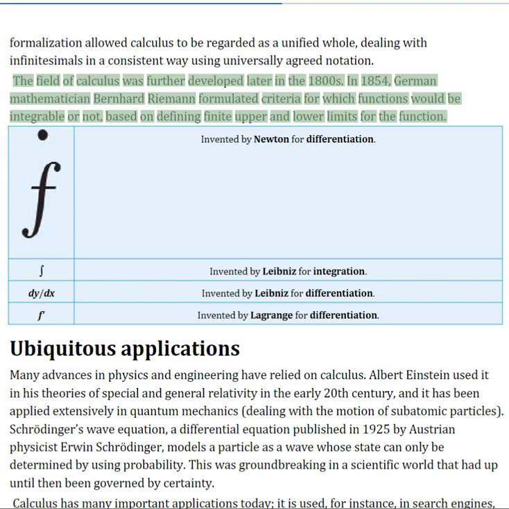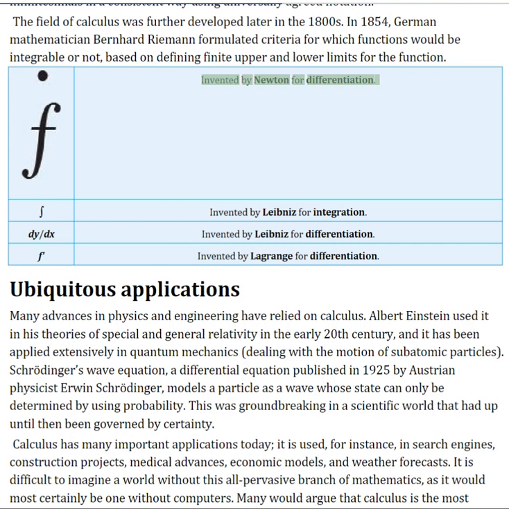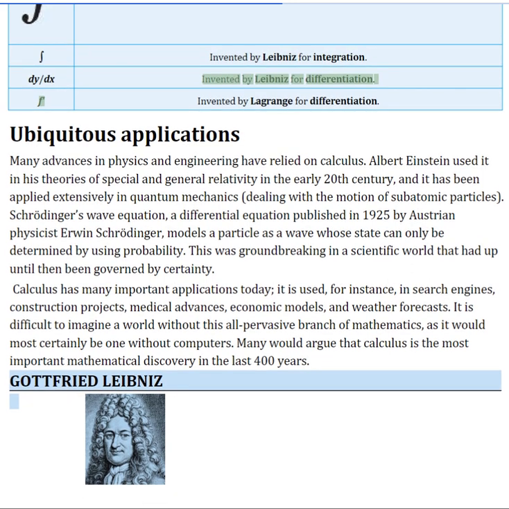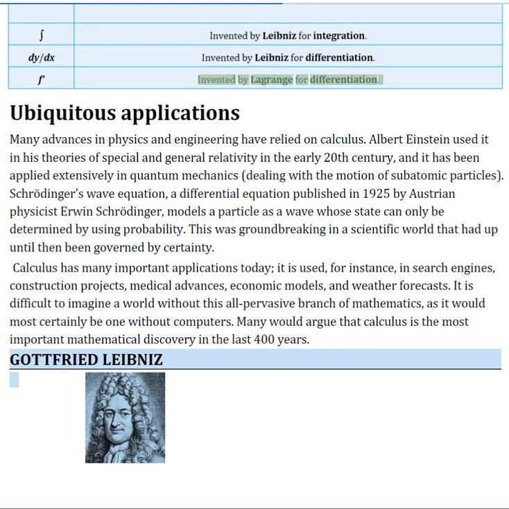In 1854, German mathematician Bernhard Riemann formulated criteria for which functions would be integrable or not, based on defining finite upper and lower limits for the function. Invented by Newton for differentiation. Invented by Leibniz for integration. dy dx. Invented by Leibniz for differentiation. f prime. Invented by Lagrange for differentiation.